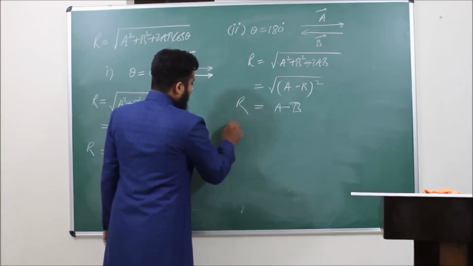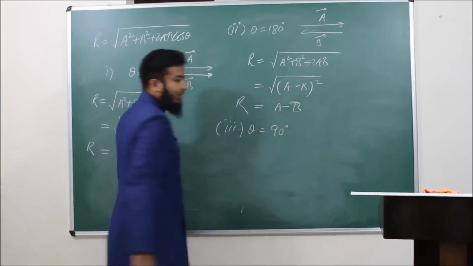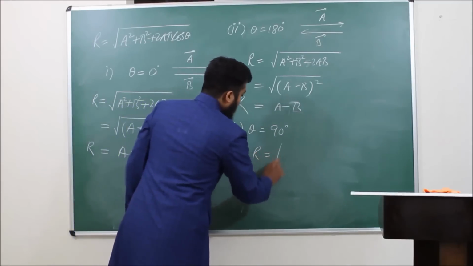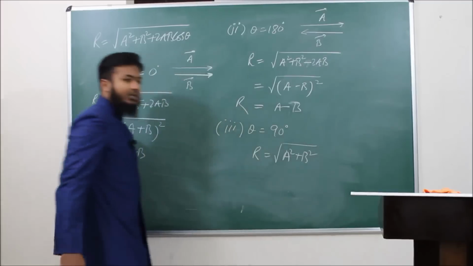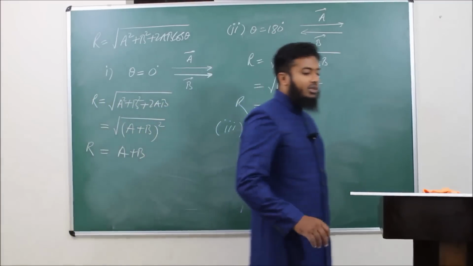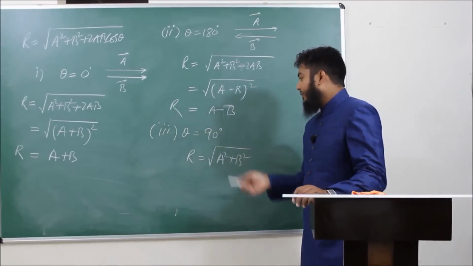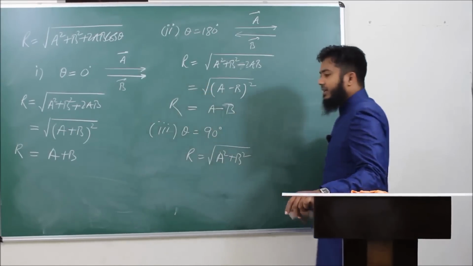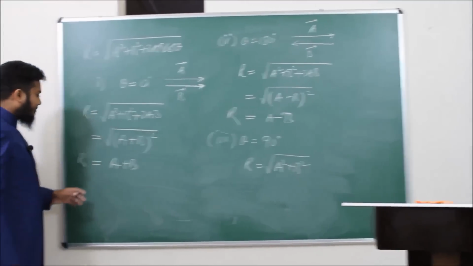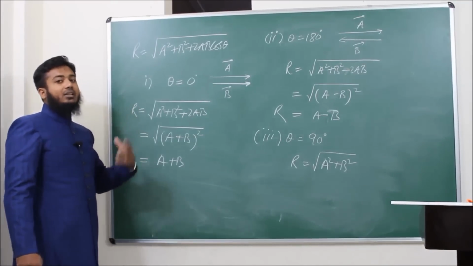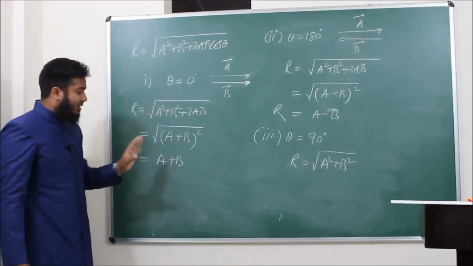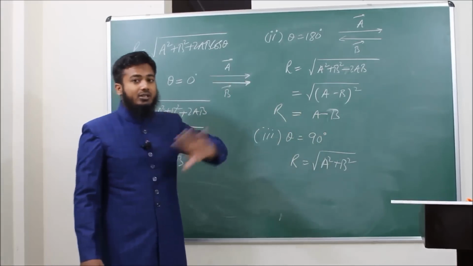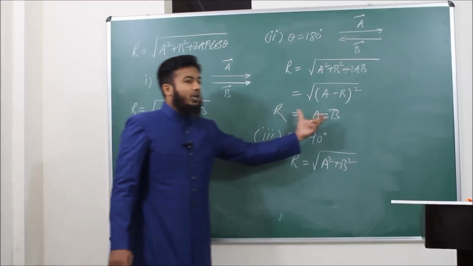Okay, the next case, what if this angle is 90 degree? So if I put 90 here, cos 90 becomes 0. So this part will vanish, and you will get R is equal to just under root a square plus b square. So 90 degree means the vectors are perpendicular. If the vectors are perpendicular, then the resultant is just square root of a square plus b square. So these are some special cases. And one more point I can add here. See, this is the resultant that we can get maximum. So if there are two vectors, then the maximum resultant will be a plus b, and the minimum of the resultant will be a minus b. So the range of the resultant vector will be from a plus b to a minus b.